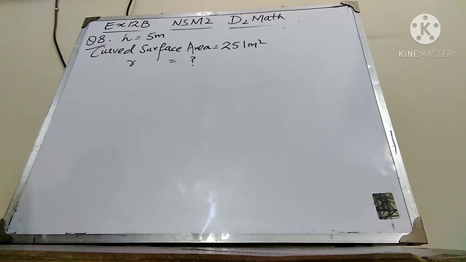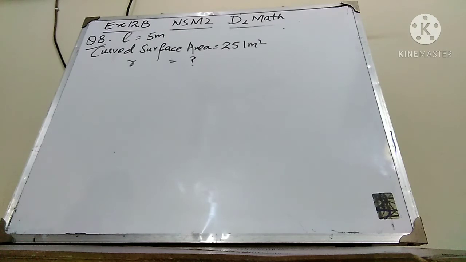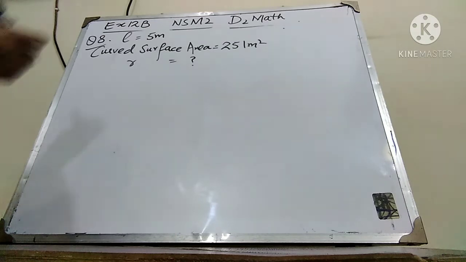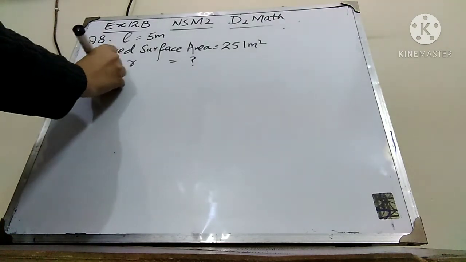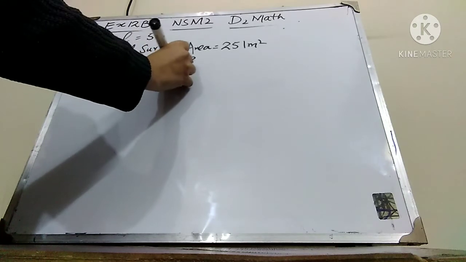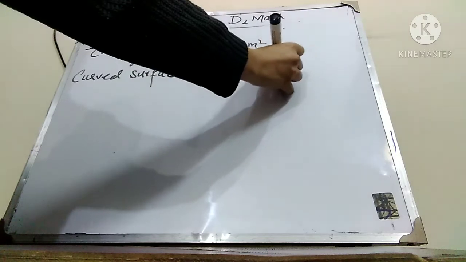Students, you know that, as we're talking about the curved surface area, we can use l for the slant height. So we have to find out the radius of an open cone. We have to write down the formula to find out the curved surface area of the cone, because we need r. We have to find out the value of r. So the formula is: curved surface area of cone is equal to pi r l.